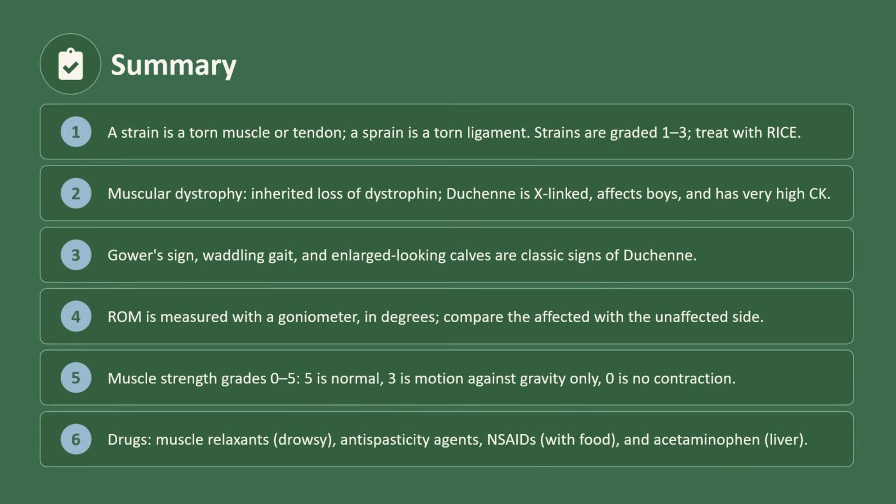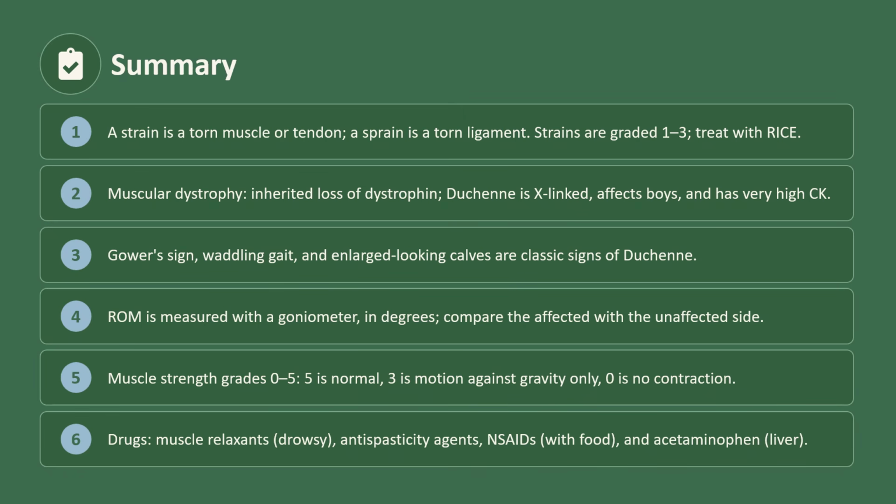And now our summary. 1. A strain is a torn muscle or tendon. A sprain is a torn ligament. Strains are graded 1 through 3, and most are treated with RICE: rest, ice, compression, elevation.